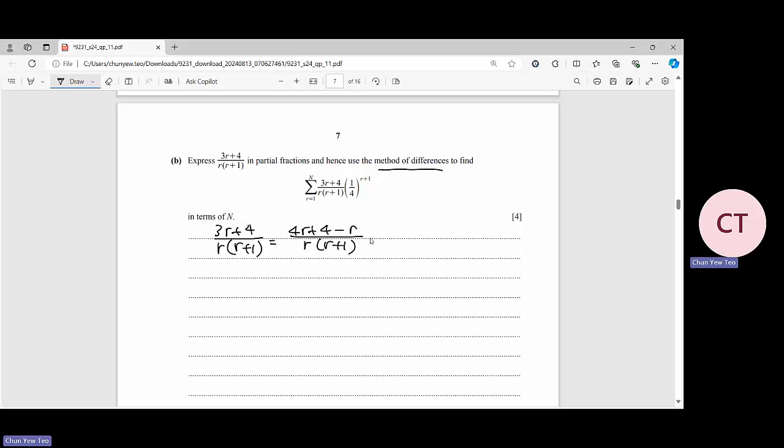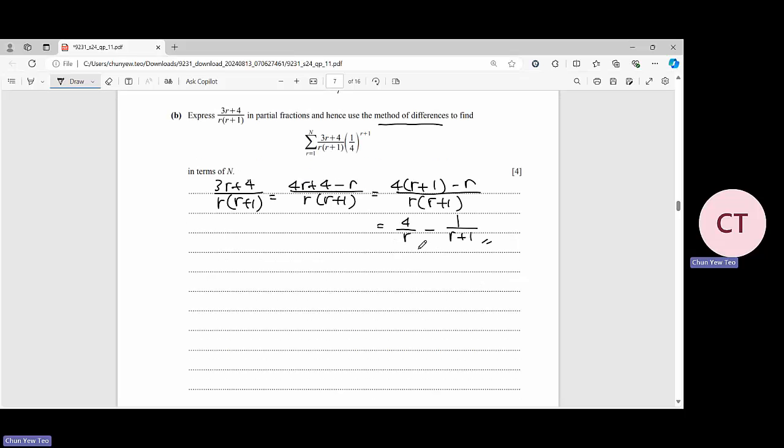This case is a bit special, so we can do it like that. You factorize it, 4 over r(r+1)... and if you separate them, you get 4 over r minus 1 over r plus 1. So we have successfully used partial fractions to split them out.